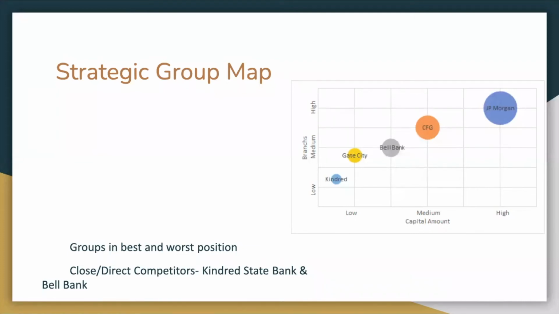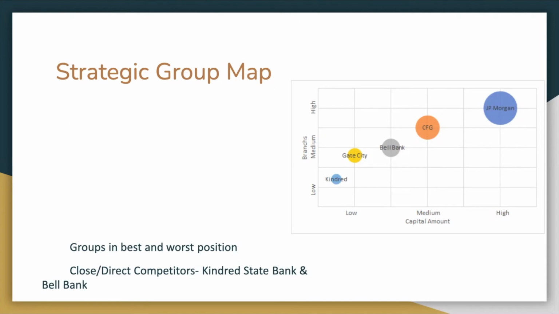For the strategic group map, we chose 5 firms, which include JP Morgan with 2.87 trillion in assets, Citizens Financial Group with 179 billion in assets and 1,008 locations, Bell Bank with 48 billion in assets and 475 locations, Gate City Bank with 2.8 billion in assets and 43 locations, and lastly, Kindred State Bank with 31.1 million in assets and only 1 location.